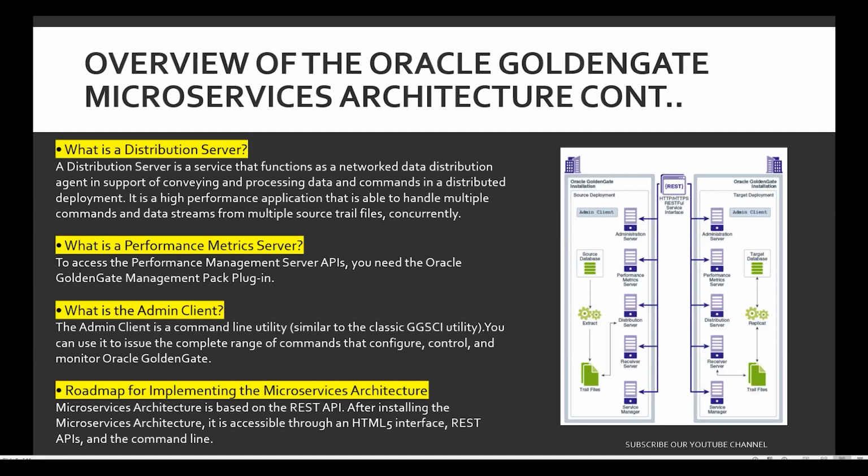The distribution server's job is to send data over the network to the receiver server, which is running on the target setup. It will collect the data from the trail, and it will send it to the receiver server. Next one is the performance metric server. It is used to monitor the performance of the overall GoldenGate services.